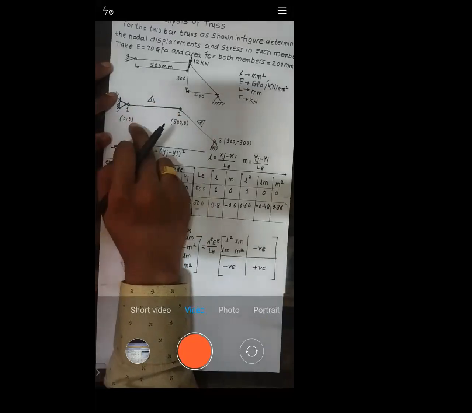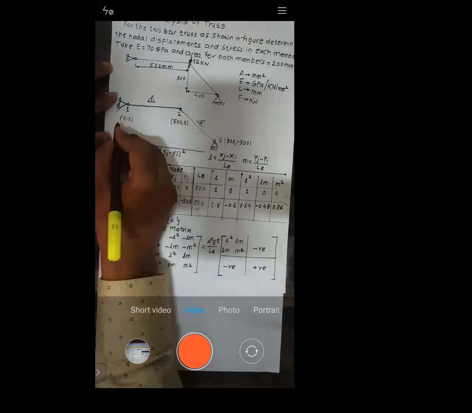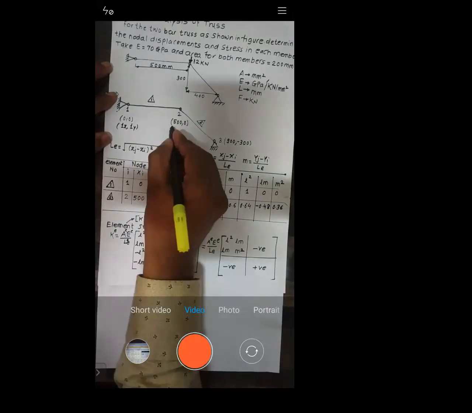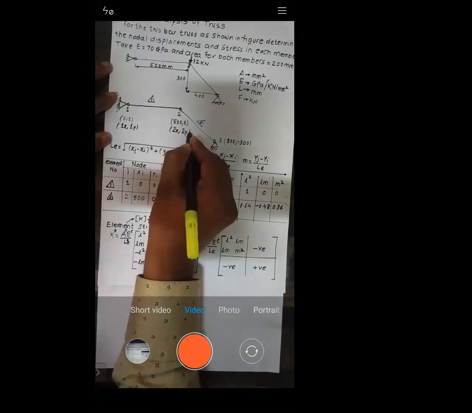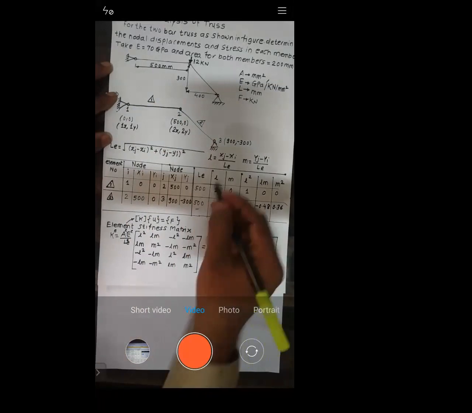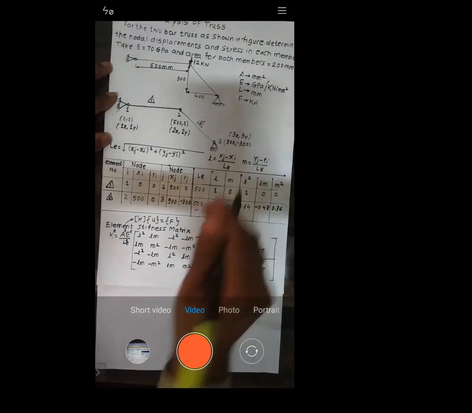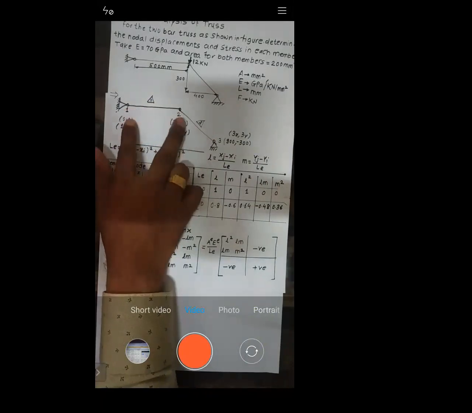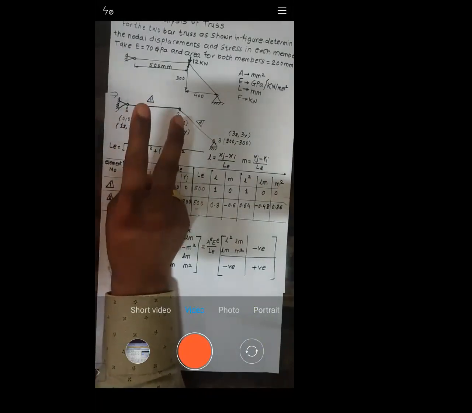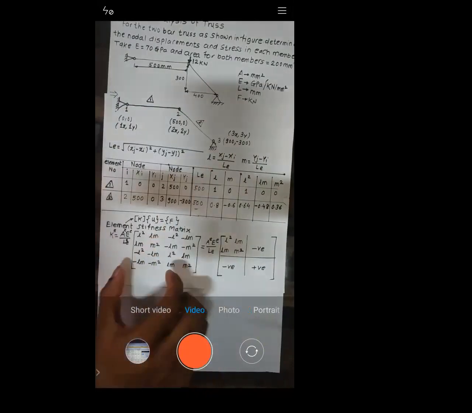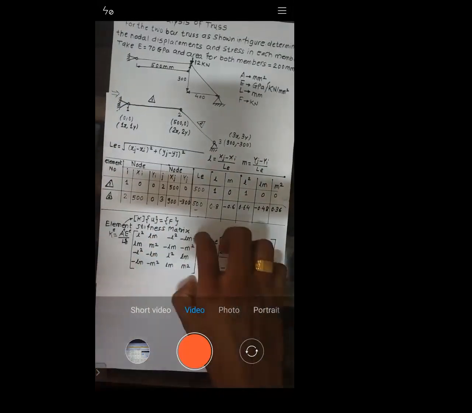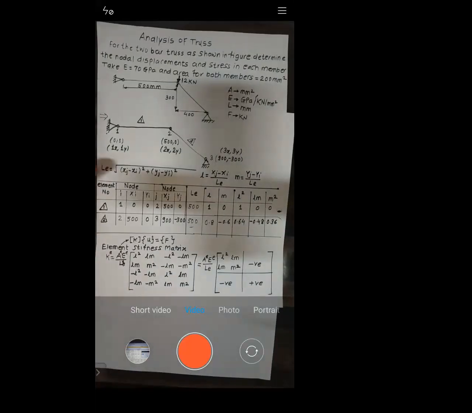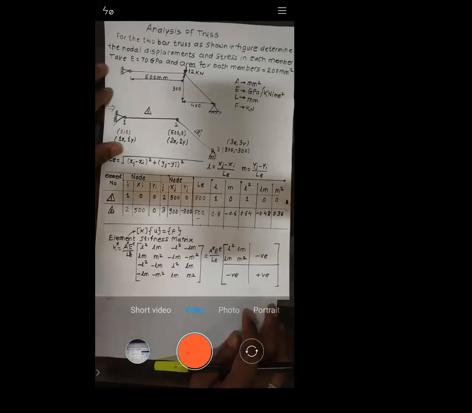Node 1 can move in x, similarly node 1 can move in y. Node 2 can move in x, similarly node 2 can move in y. Node 3 can move in x, and node 3 can move in y. So for every element, there are 2 nodes, and each node can move in 2 directions. So 2 into 2 is 4. That's why the size of this matrix is 4 by 4. Is it okay?